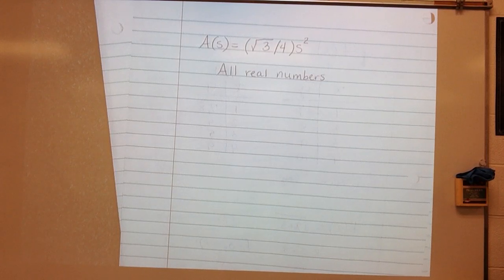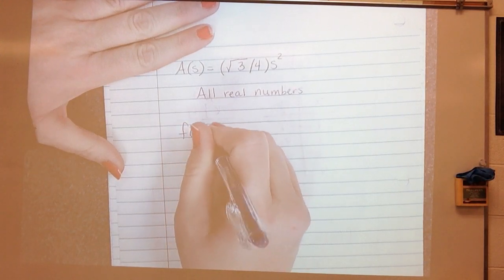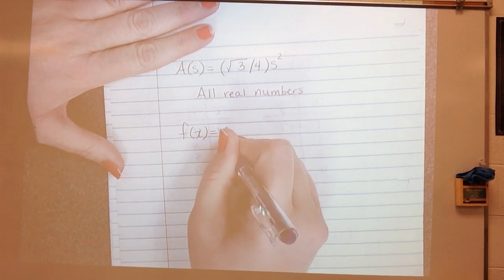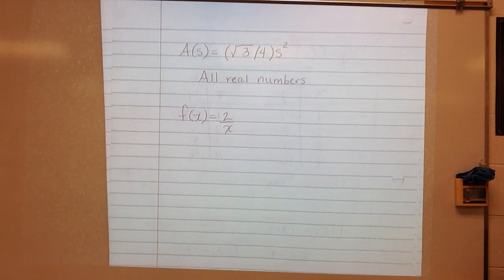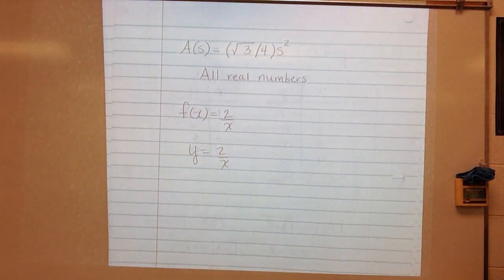Alright, so finding the range. Remember we said range matches up with the y value? Alright, so how do we find the range of a function? So I have f of x is equal to 2 over x. Basically, this is the same thing as saying y is equal to 2 over x. They start out showing you graphically.